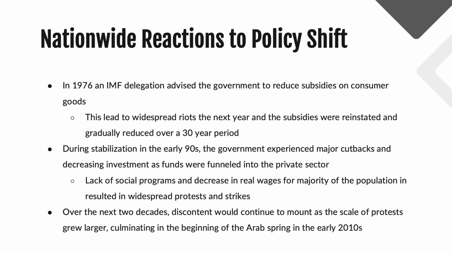After requesting aid from the IMF and undergoing structural adjustment programs in the early 90s, there was an increase in overall GDP, but much of the increase was funneled into the economic elite and private entities. Many workers experienced wage stagnation or reduction, which again resulted in widespread protest that continued and increased in severity over the next decade. This eventually culminated in the Arab Spring of the early 2010s, which is a period of general civil unrest and protest throughout North Africa.